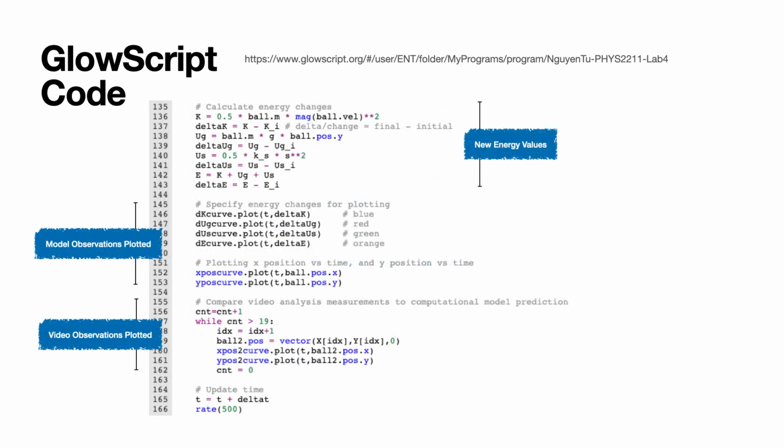Here's the rest of the calculation loop where the new energy values are calculated, the change in energy is calculated, and the values of the model and video observations are plotted into the graphs. Time is updated at the end before the next loop iteration begins.